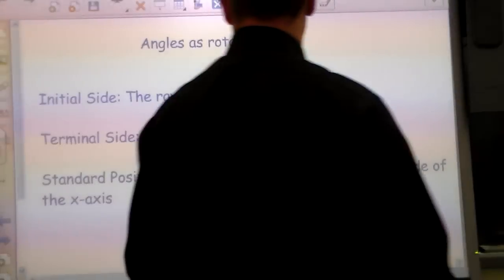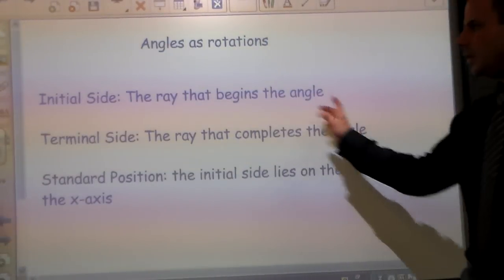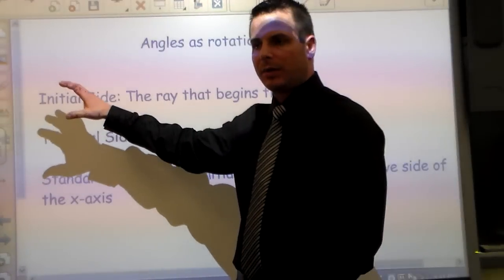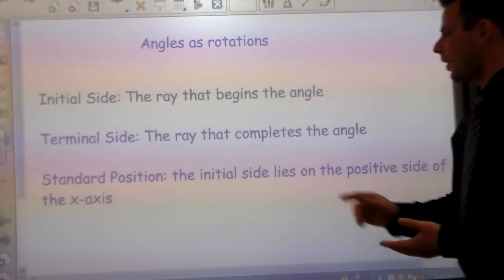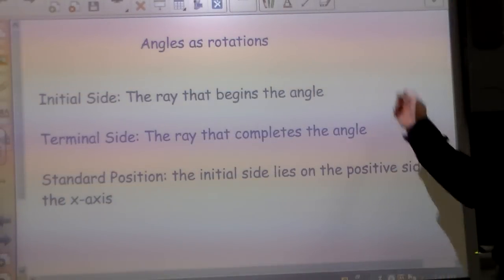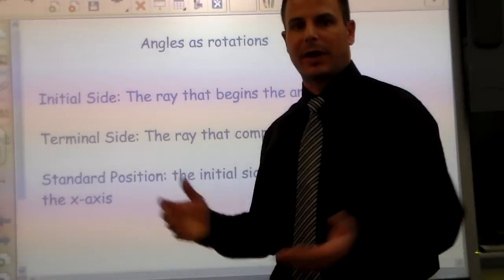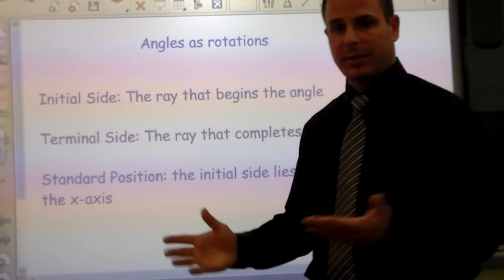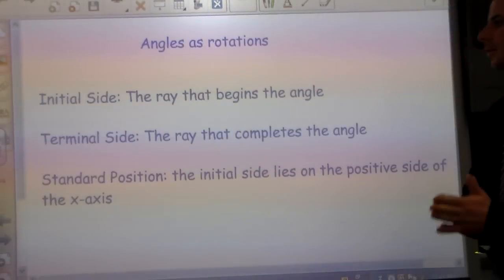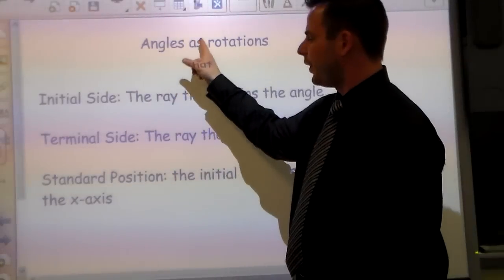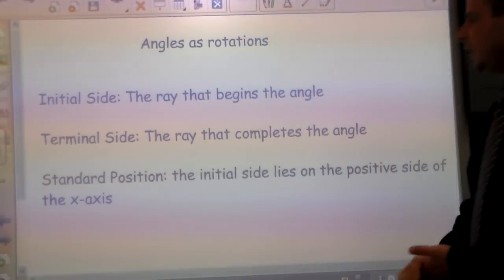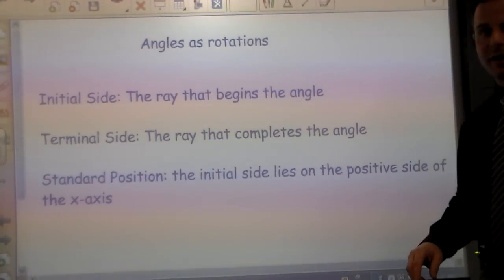The initial side of an angle of rotation is the beginning, so the initial where it starts. The terminal side is the side that completes it. So, you know, when you take a flight and you end up at the terminal, that's where your flight ends. If you're at the terminal and your flight's over, that's the way I like to remember. An angle of rotation in standard position is when the initial side is on the positive side of the x-axis.